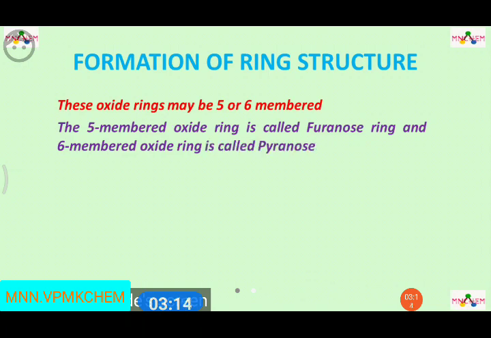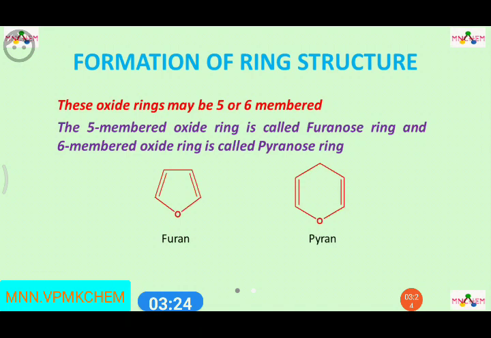These 5-membered oxide rings are referred to as furanose ring, as they are similar to the furan form, whereas if they are similar to a 6-membered oxide ring, then it is called pyranose ring form. The rings similar to furan are known as furanose ring form, whereas those similar to pyran are called pyranose ring form.